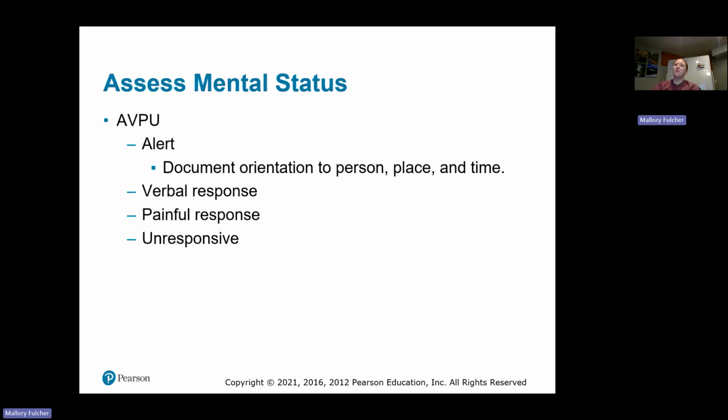AVPU we talked about, so we've got alert, verbal, painful, and unresponsive. They are only one of those things. So unresponsive, obviously, they're not responding to anything. Painful is they're only responding to painful stimuli. They're only responding to verbal stimuli, or they are, in fact, alert. And then, of course, there are many different types of alert.